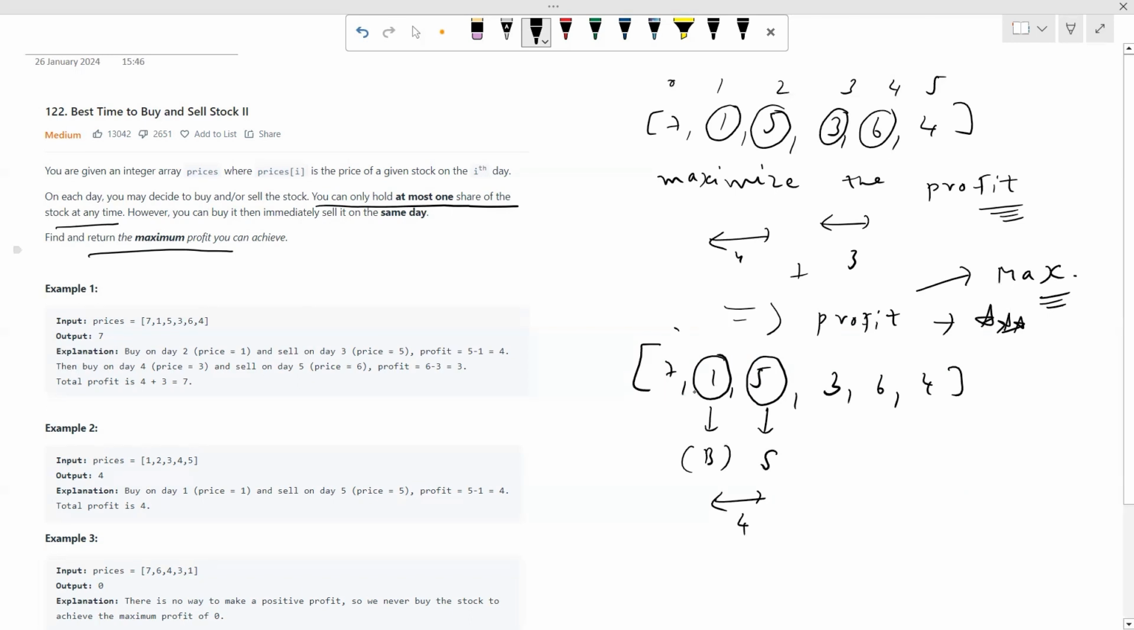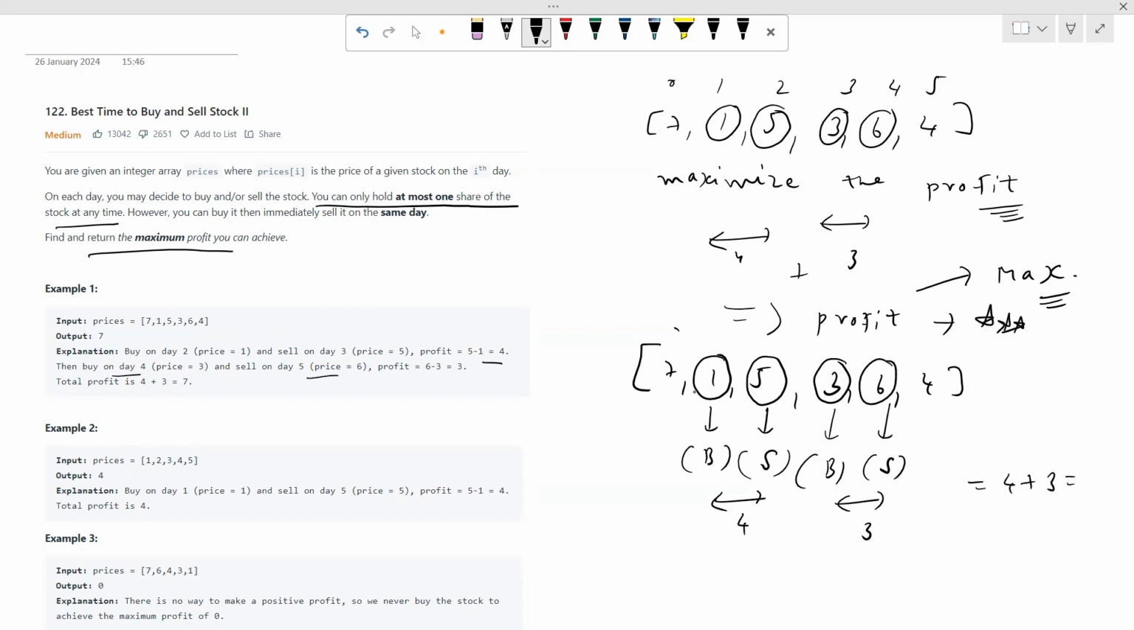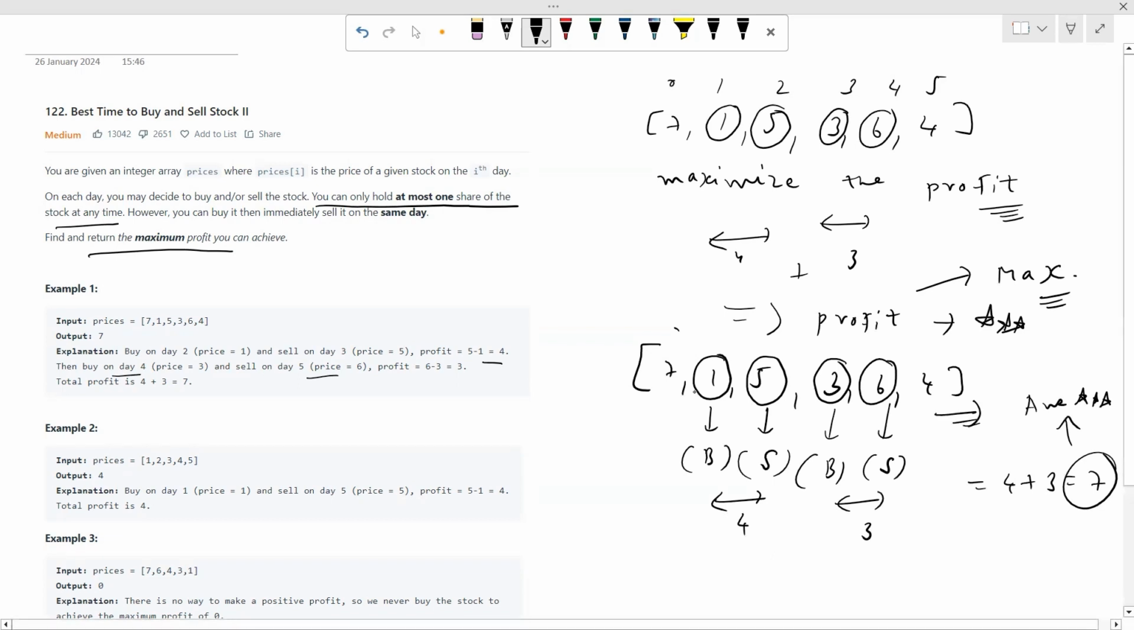Now again, it will be equal to 4. Then buy on day 4, its price is 3, right? So let's say we are going to buy this and sell it on day 5 when the price is equal to 6. Then again the profit will be 6 minus 3 equal to 3. So the total profit from this array will be 4 plus 3 equal to 7. So 7 is our answer, and this is the maximum profit that you can achieve from the input array, right?